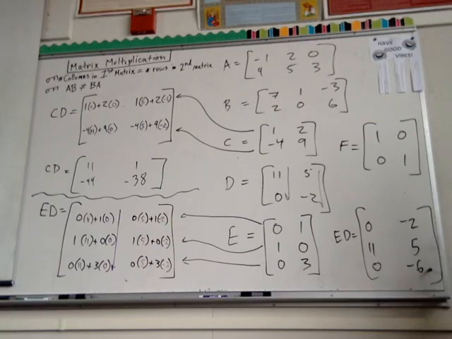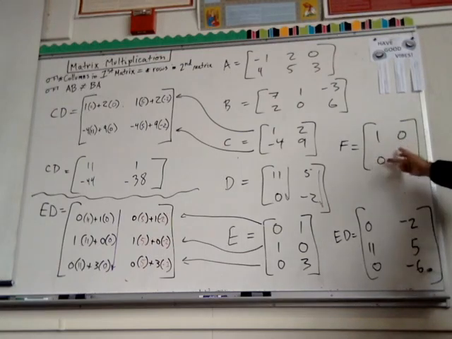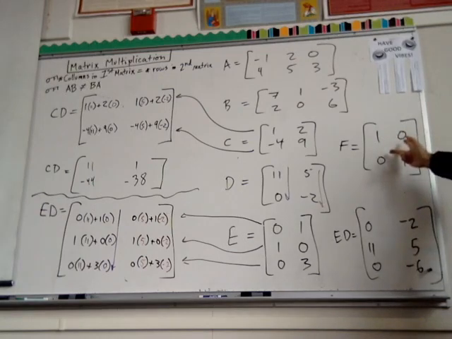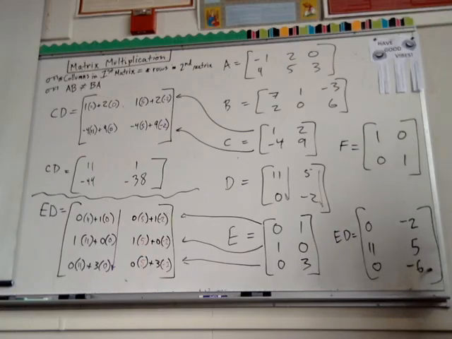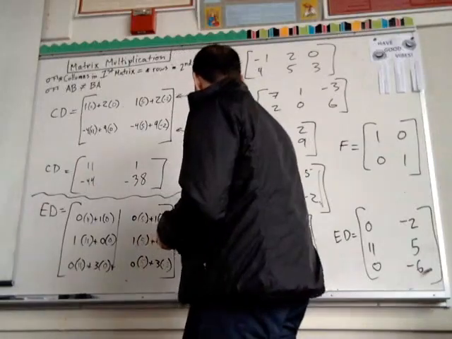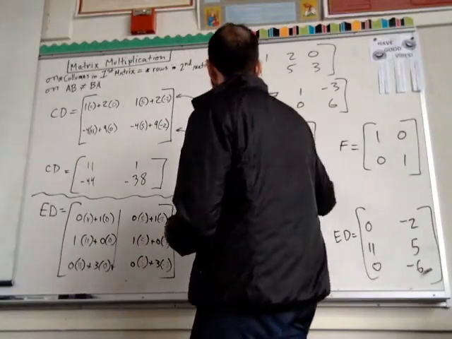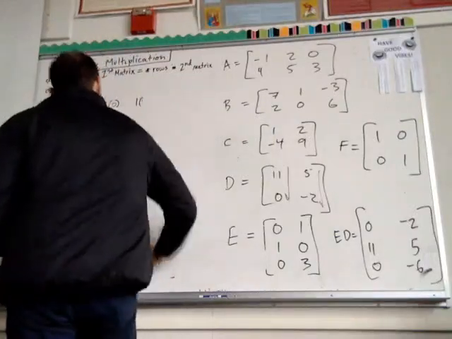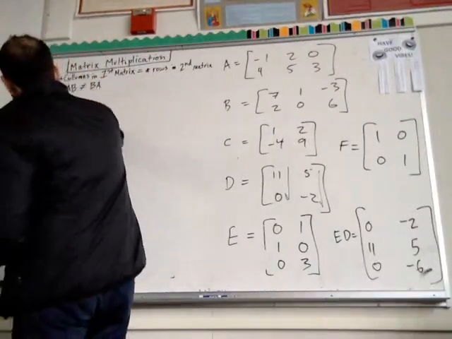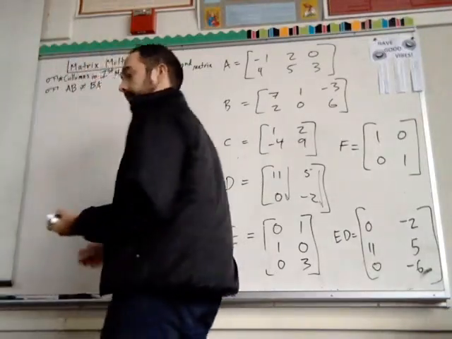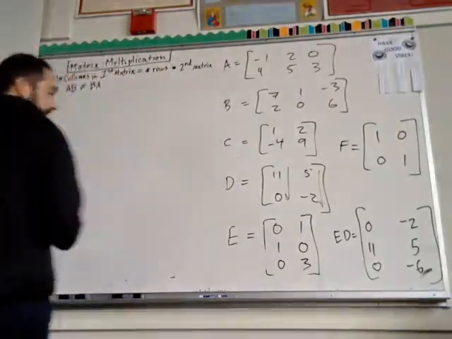F is the one that's a little bit odd because it only has zeros and ones. And we're going to learn that identity matrices, when you multiply them together, you get the same thing. Whatever you're multiplying, we'll stop with that. Whenever you have an identity matrix and you're multiplying it to another matrix, you end up with the same thing. It's basically like multiplying by 1.